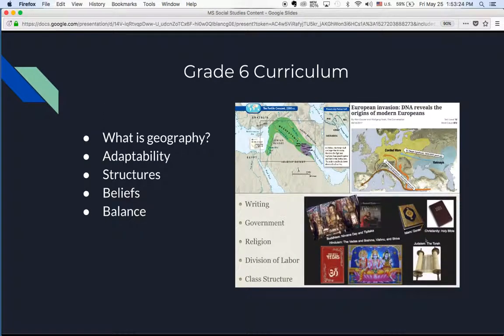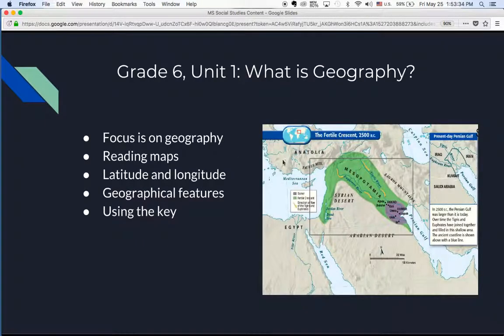Our first unit in grade 6 is what is geography, followed by adaptability, and then structures, beliefs, and balance. And so I'll walk you through each one. And so first, what is geography? This is our first unit. This is an introduction for our 6th grade students to kind of ease them into some of the themes that we will hit upon throughout middle school.